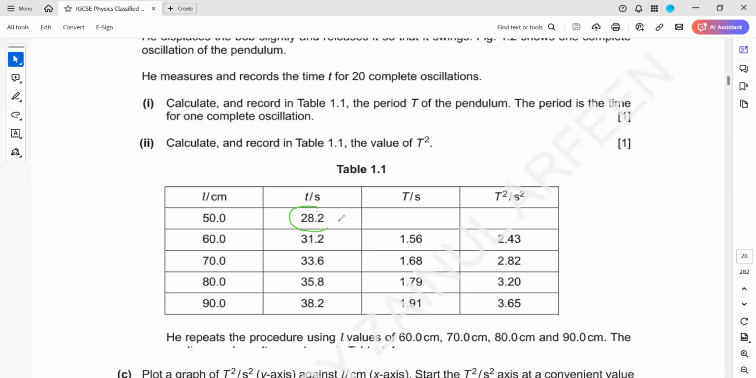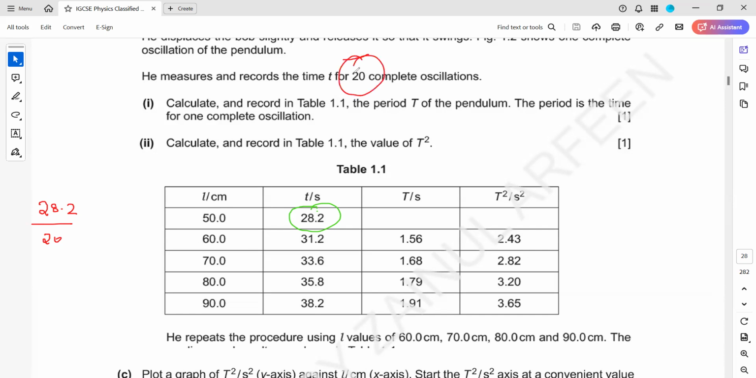So if this is the time for 20 oscillations and I need the time for one oscillation, how can we work out the time for one oscillation? The total time, divide by 20. Yeah, so the total time divided by the number of oscillations. So the total time was 28.2 divided by the number of oscillations, which was 20.